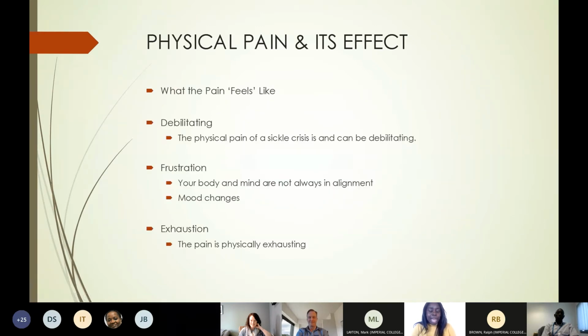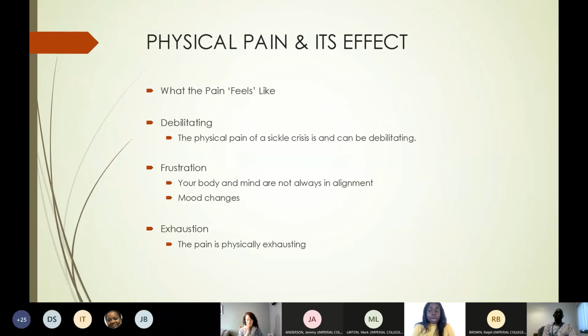So, physical pain and its effects. As a sickle cell patient, the question that we get asked most by physicians and medical staff is, score your pain, or what does the pain feel like? I think for a lot of sickle patients, it is quite difficult to put into words and explain what that pain feels like. So I did have a think, and I tried to think of a quite visual way to maybe describe it.